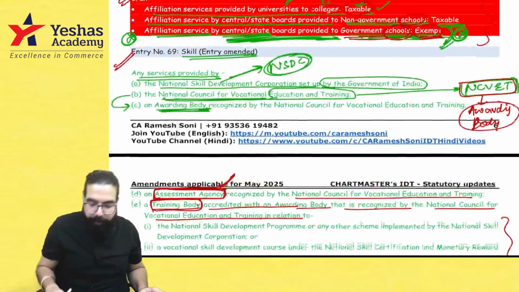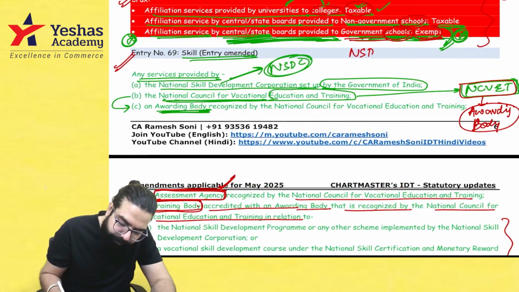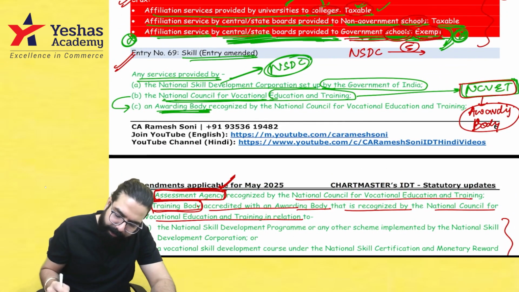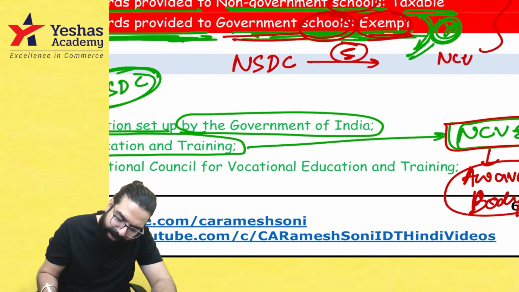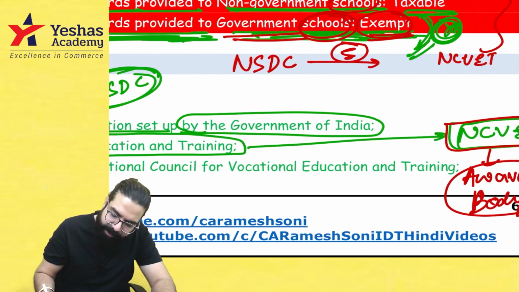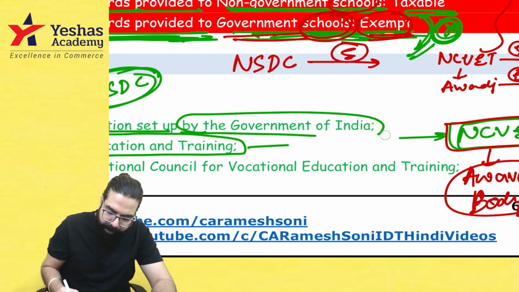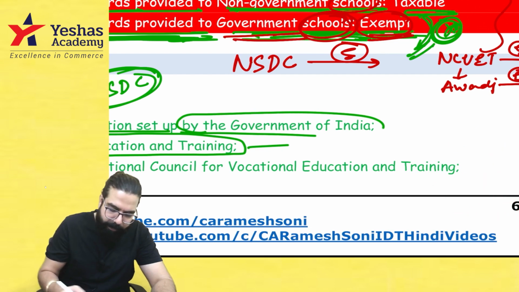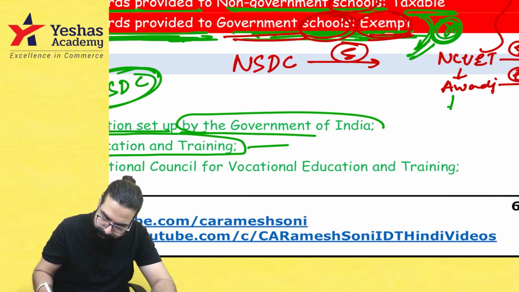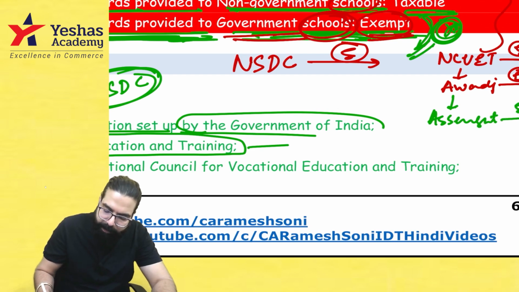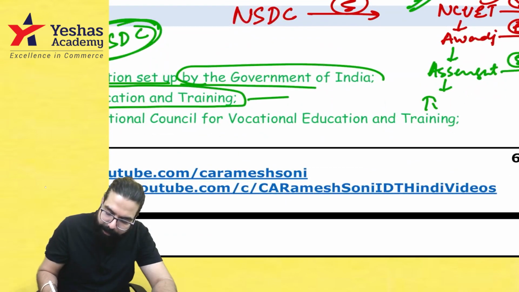You can remember one simple point. There is NSDC. NSDC's service is exempted, okay sir. There is NCVET, National Council for Vocational Education and Training, their services are exempted. Under them, the awarding body, their services are exempted. Under the awarding body, we have the assessment body, going ahead and taking exams, etc., their services exempted. Under them we have the training body who will give trainings, etc., their services also exempted.